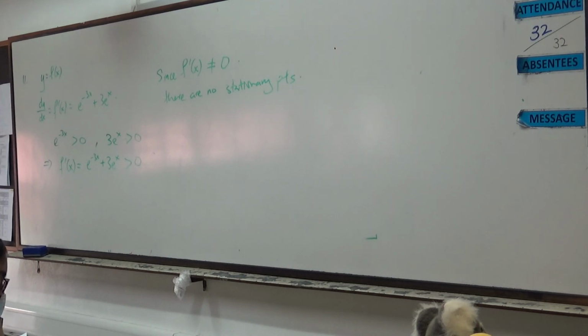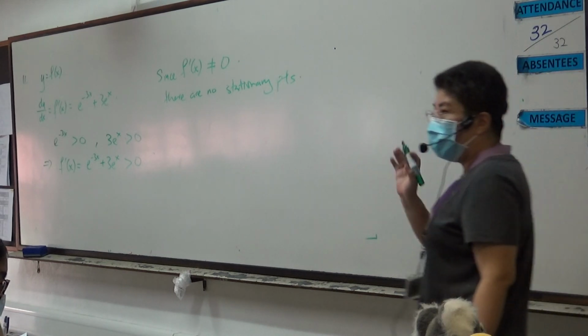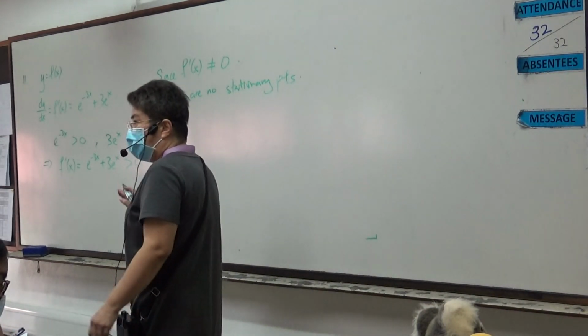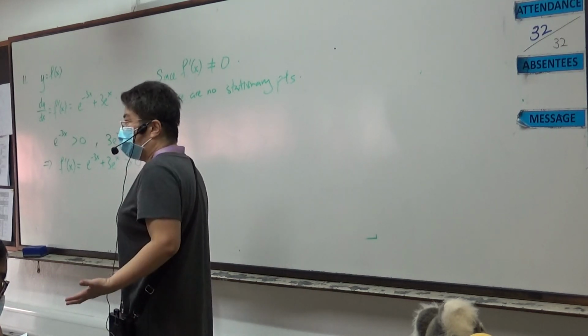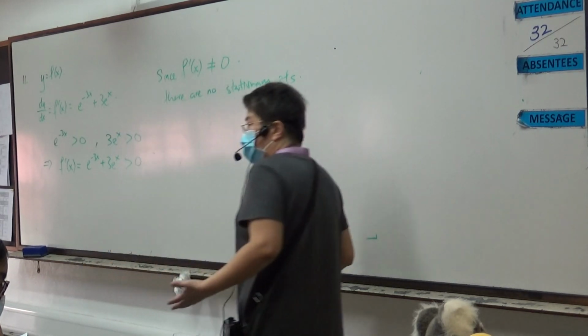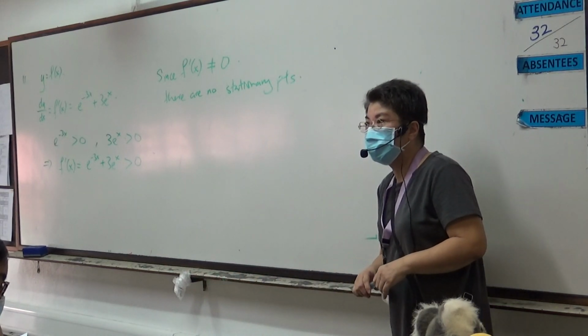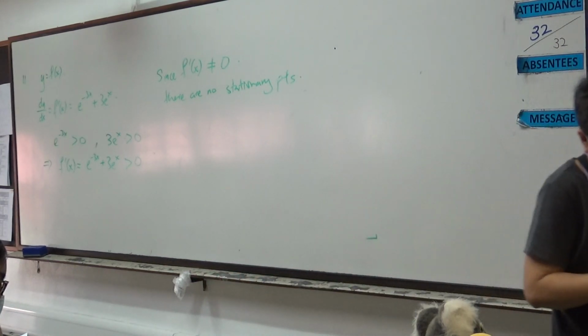Everybody okay? Understand what I'm saying? If there is a stationary point, f prime x must be equal to 0, or dy/dx must be equal to 0. But since dy/dx is never 0, there will be no stationary point. Everybody okay? Can or cannot? Okay, next part, part 2.